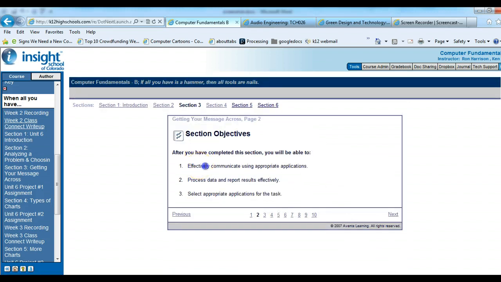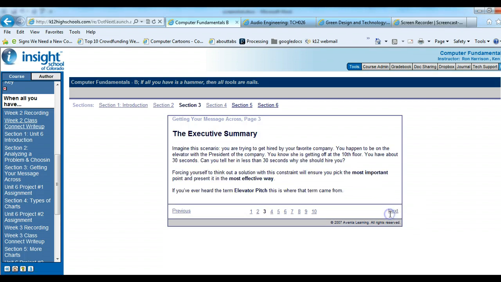In this section, we're going to look at how to effectively communicate through applications, how to process data and reports, and then look at appropriate applications for different jobs. Now, the executive summary, what this is talking about is how to be concise in what you need to share with somebody so they understand what you're saying.